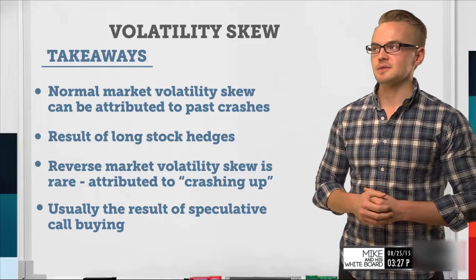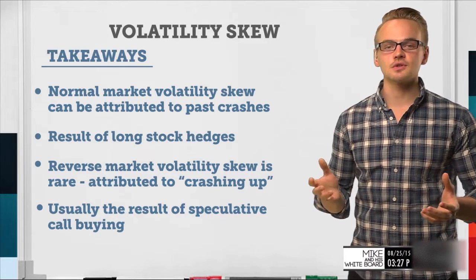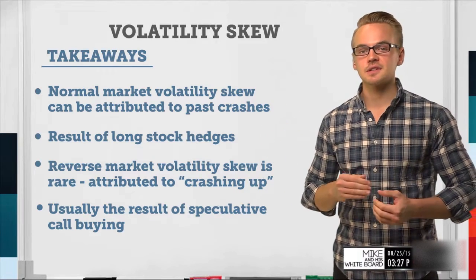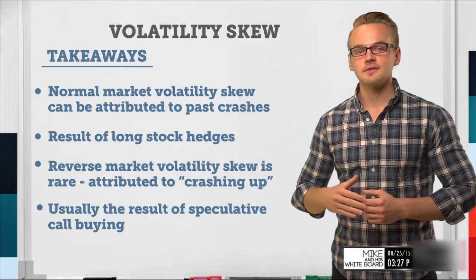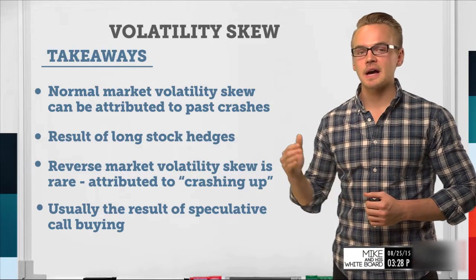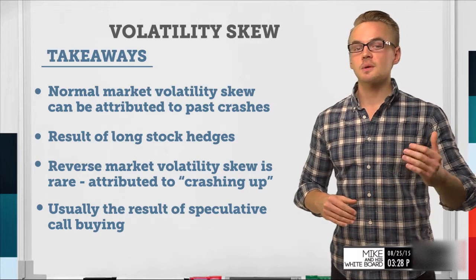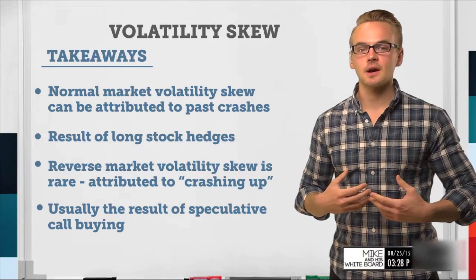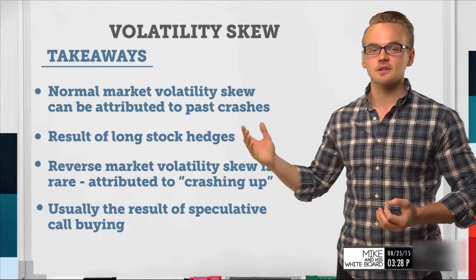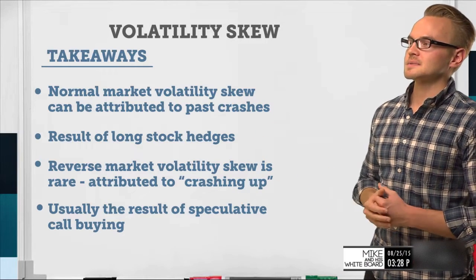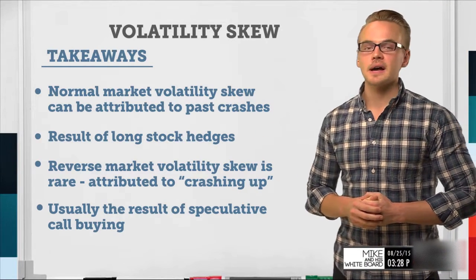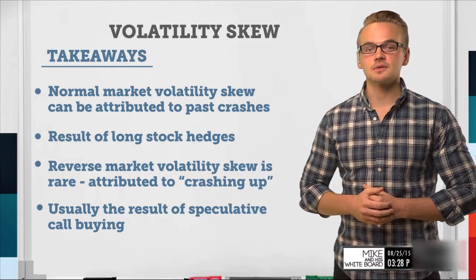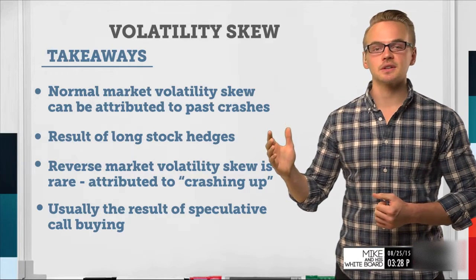Reverse market volatility skew is rare, and sometimes you can attribute it to crashing up, or if there's a ton of speculation to the upside and not much speculation to the downside, you're going to see a lot of people trying to ride that wave of the potential bull move. They're going to be buying calls, and they're going to be getting rid of their long puts, so they're going to be selling their puts, which is going to reduce the price of that. Or there's going to be people trading like us where we're just selling puts to collect premium as the underlying goes up. And last but not least, usually the result of speculative call buying. So that is, again, for reverse skew, and that can be attributed to stocks crashing up or just bullish speculation.